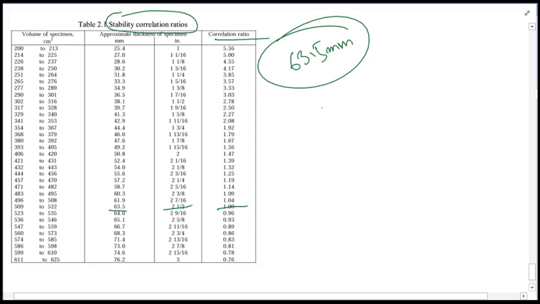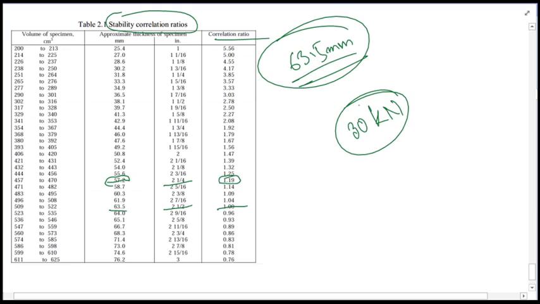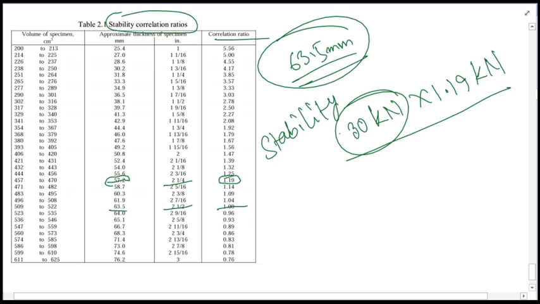In other cases, if you get a stability value equal to 30 kilonewton, for example, but the height is not 63.5, rather you are getting 57.2, in that case you will be getting 1.19 as the correction ratio. So you will have to multiply 30 kilonewton by 1.19 to get the original stability value.